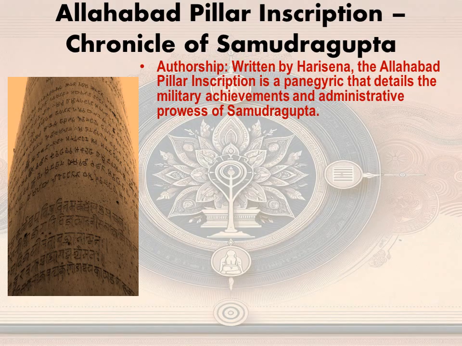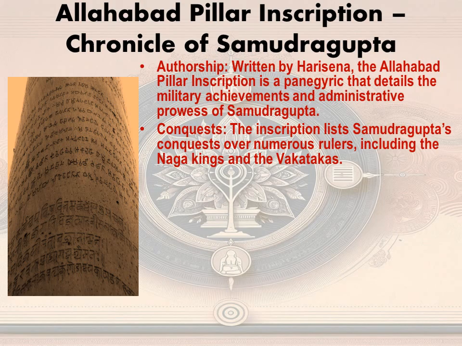So, all the military achievements have been chronologically listed along with the states that he conquered, who were the rulers, who were the dynasties that he dominated over. All these things have been written in Allahabad Pillar inscription, and thus we get to understand the administrative prowess of Samudragupta. The inscription lists Samudragupta's conquest over numerous rulers, including the Naga kings and the Vakatakas. So, all the rulers who were conquered by Samudragupta have been given in this list, and also we get mention of Naga kings and the Vakatakas.